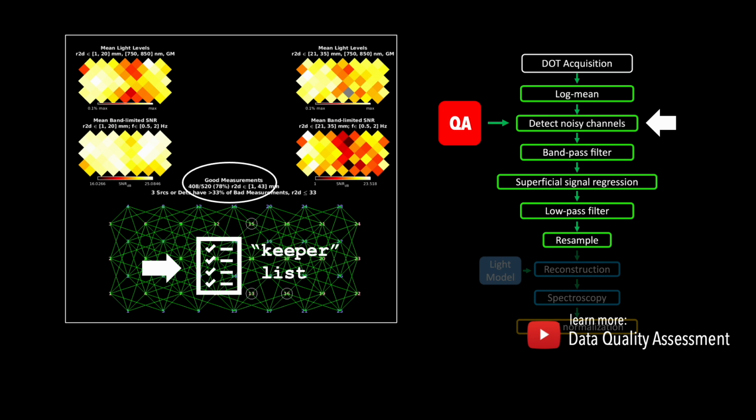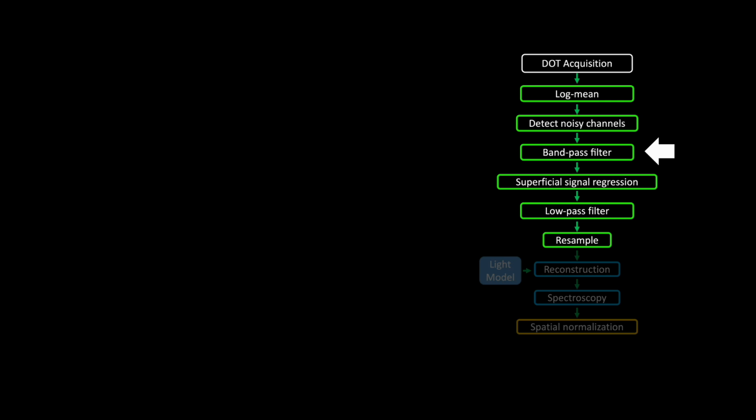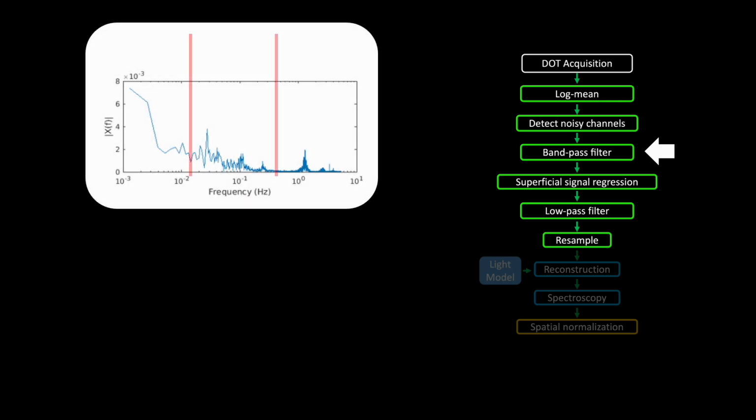Denoising of data on the keeper list begins with bandpass filtering. Previous investigation has established that optical signals reflecting neural activity occupy a frequency band centered at approximately 1/10 Hz. Lower frequency content reflects 1/f noise characteristic of biological systems, and higher frequencies are contaminated by the cardiac pulse and other non-neural signals. These noise sources are removed using a combination of high-pass and low-pass filtering. This proceeds in two stages. Preliminary filtering removes the low-frequency content, but preserves the cardiac pulse. This prepares the data for the next processing step of superficial signal regression.